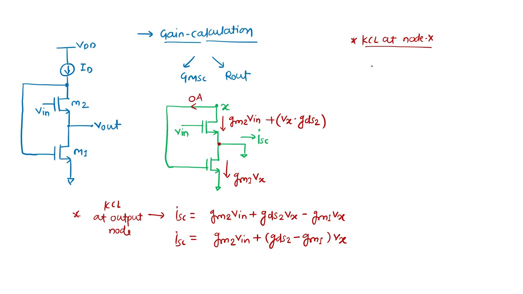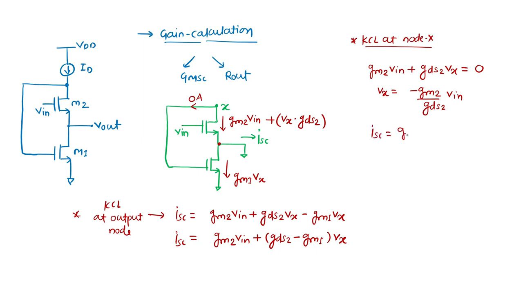So what we can see from here, GM2 Vin plus GDS2 Vx, which is the current coming down, is equal to 0 because it is not going there. So from here we can establish one relation, which is Vx equal to minus GM2 by GDS2 Vin.